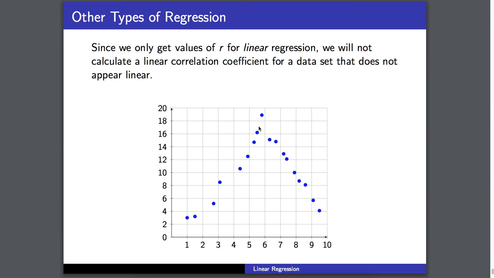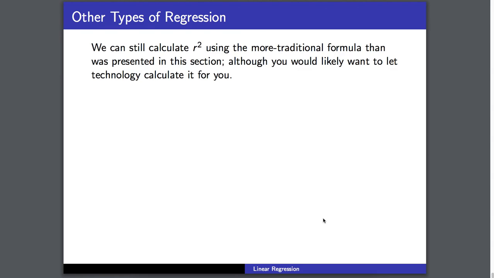So if we tried to find a regression equation for this, and there are entire statistics courses dedicated to what's known as regression analysis, because it doesn't appear linear, we're not going to get a value of r for this. But if we looked at different models to get a regression equation for this, it wouldn't give us a value of r because it's not necessarily going to be a linear model. It's going to give us a value of r squared, which we can still calculate using a more traditional formula than the one that was presented in this section.